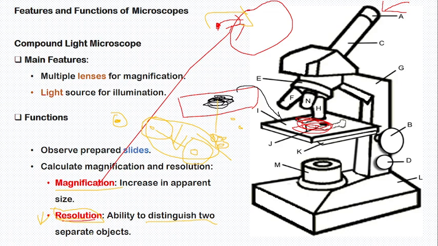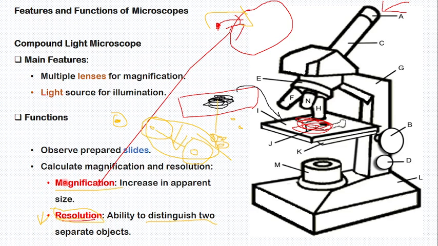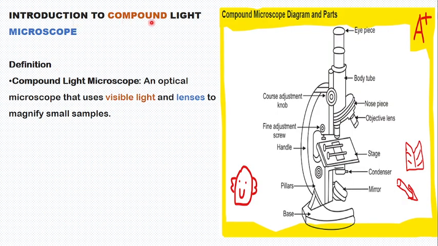This question is asked in your national examination, so I am advising you to keep in your head what is magnification and what is resolution. When we say magnification, your answer is an increase in apparent size, while resolution is the ability to distinguish two separate objects. I hope you are understanding the keywords, which are very important in this video, unit number 3, called microscopy.